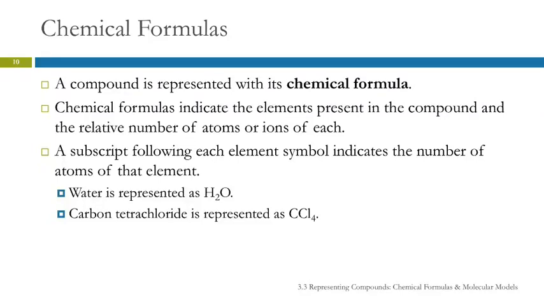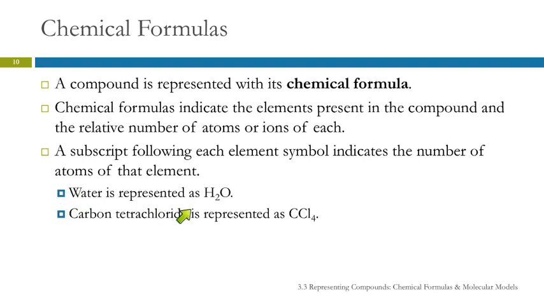There are lots and lots and lots of chemical compounds, and so they can be represented in different ways. One of the most concise ways to represent a compound is with a chemical formula. And the chemical formula is going to tell us which elements are in that compound and the relative numbers of atoms of each of those elements. How we do this is we use the element symbols, the 1 or 2 letter element symbols, and then we use some subscripts to indicate the numbers.